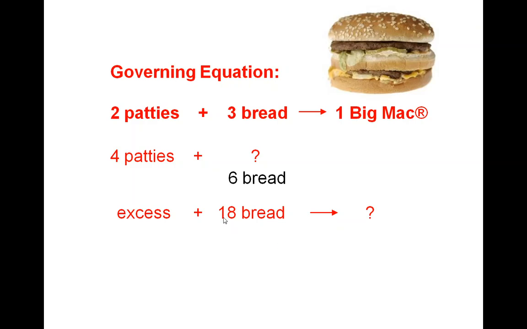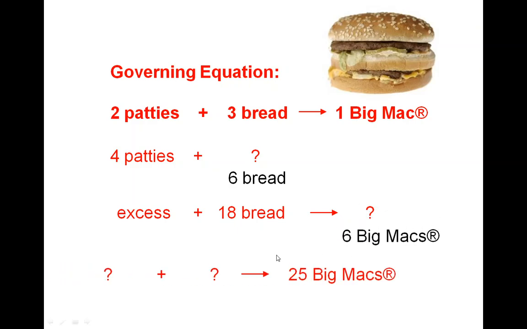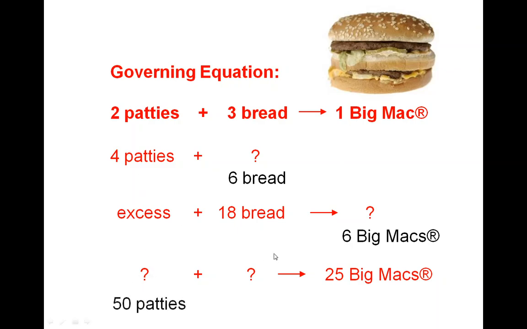So let's look at this. 18 pieces of bread. It takes 3 to make 1. So 18 divided by 3, you can make 6 Big Macs. Pretty cool. And then finally, what would you need to make 25 Big Macs? It takes 2 patties to make 1, so we're going to need 25 times 2, 50 patties. And it takes 3 pieces of bread to make 1, so 25 times 3, we're going to need 75 pieces of bread.